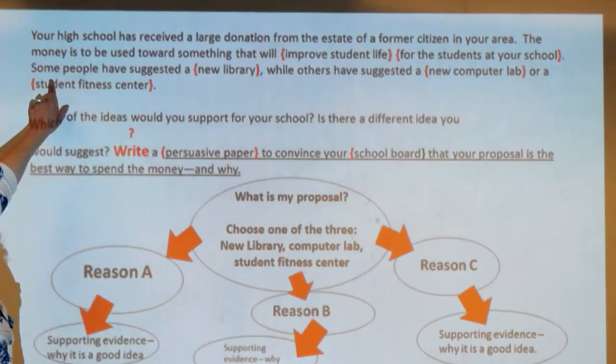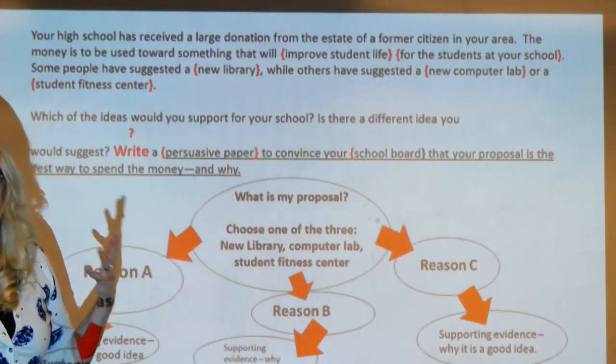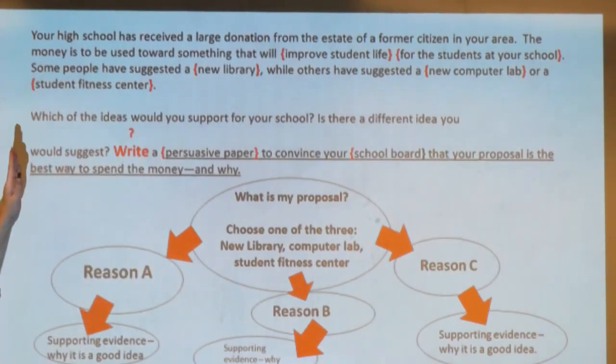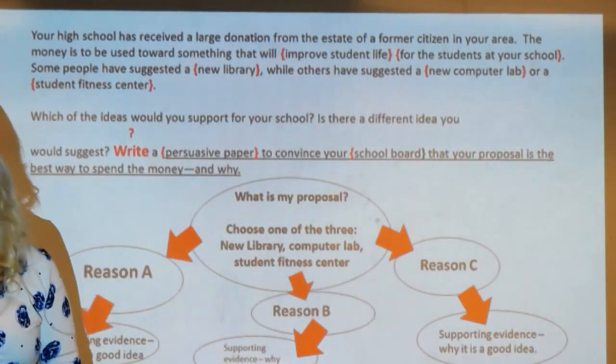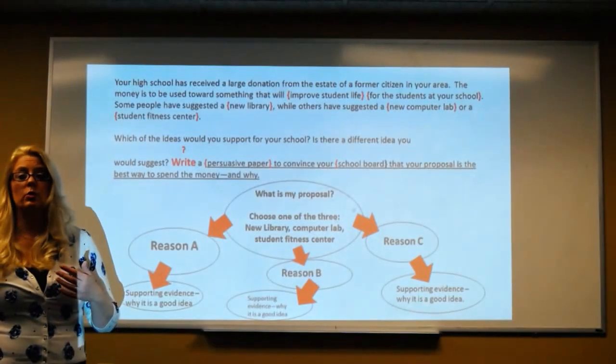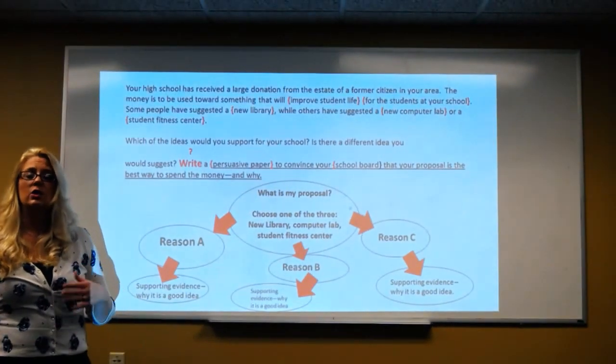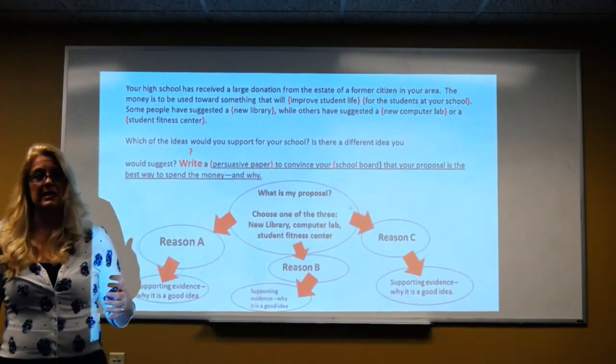Then they gave me this little clue. Some people have suggested what? I bracketed a new library, a new computer lab, or a student fitness center. Let me say this. If you have another idea that would make your school better, say a vending machine for Gatorade for the athletes, that's fine. You could spend your time writing an essay on this.